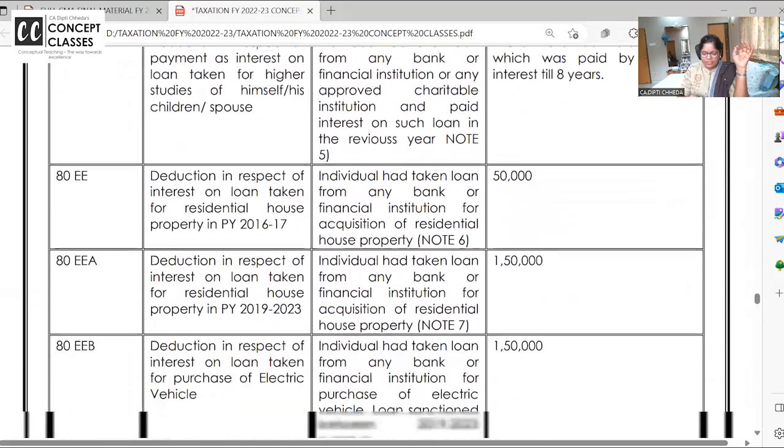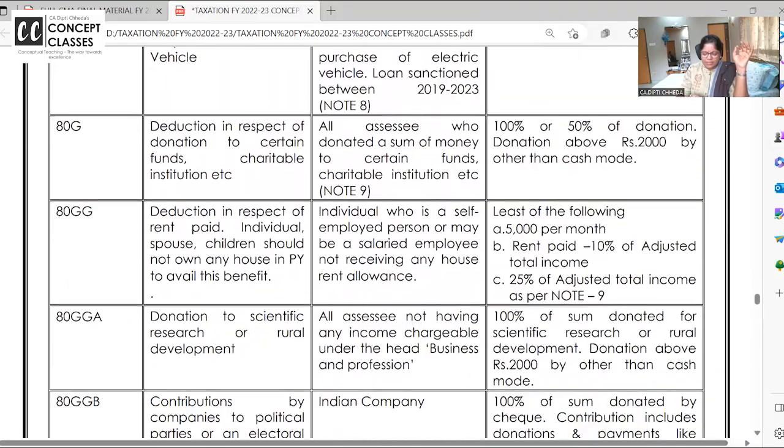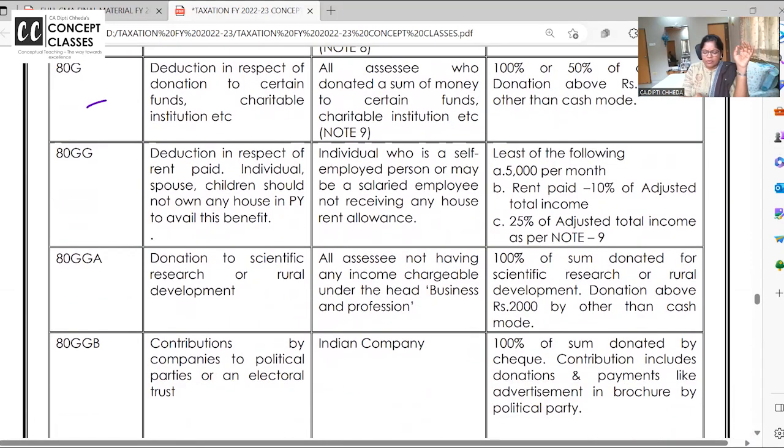There are many deductions I'm not taking. E-series is also good. 80G is for donations.